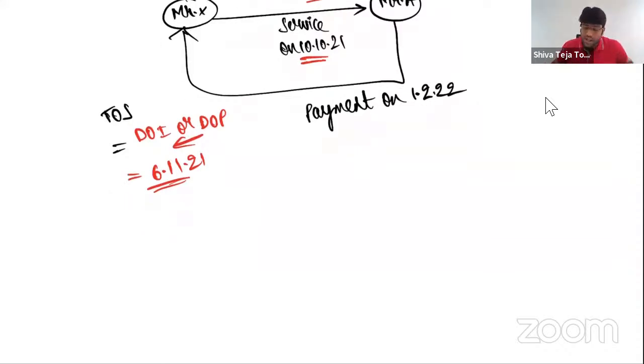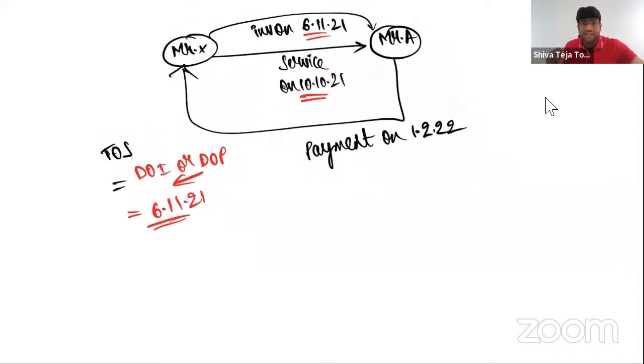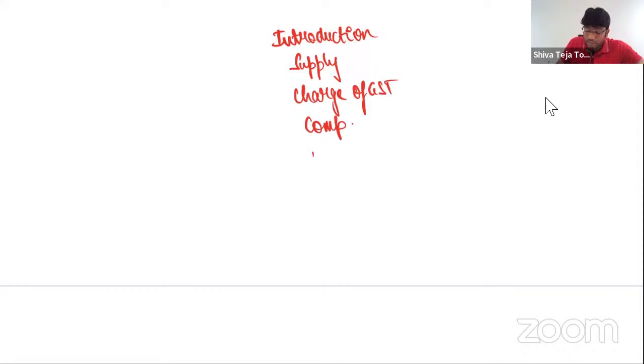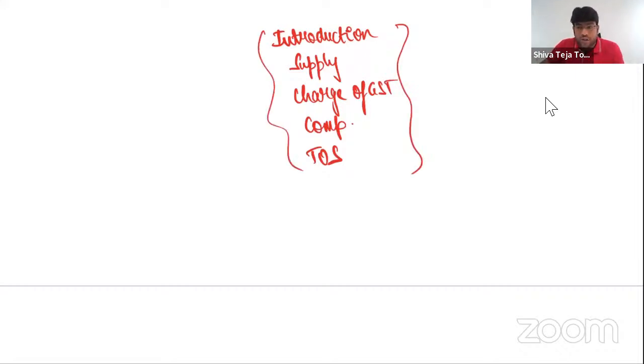Clear? So friends, with this discussion, we have had a good round of revision of the topic of introduction to GST. We have discussed the concept of supply, charge of GST and RCM, the concept of composition scheme, and also time of supply. Now, my dear friends, for better understanding of the concepts and provisions, there is one small change in the plan of action: we are going to stop here today. The session will be closed for now.